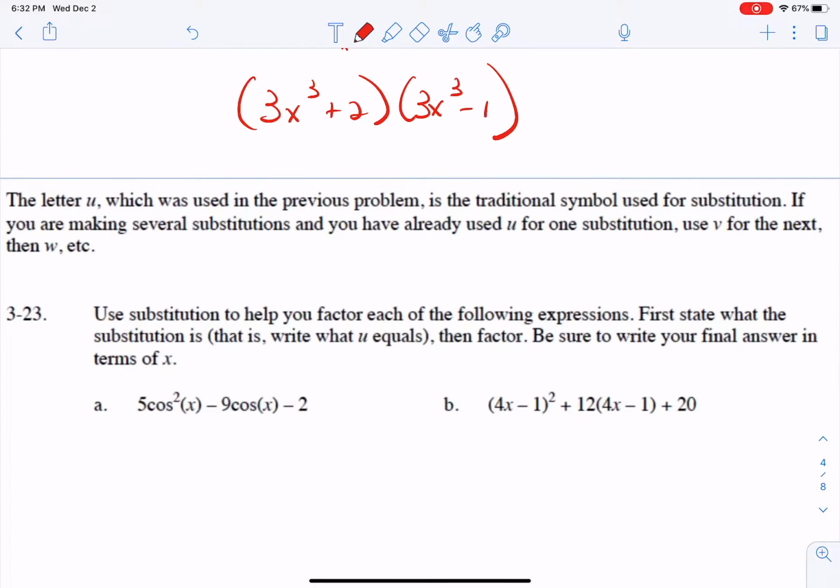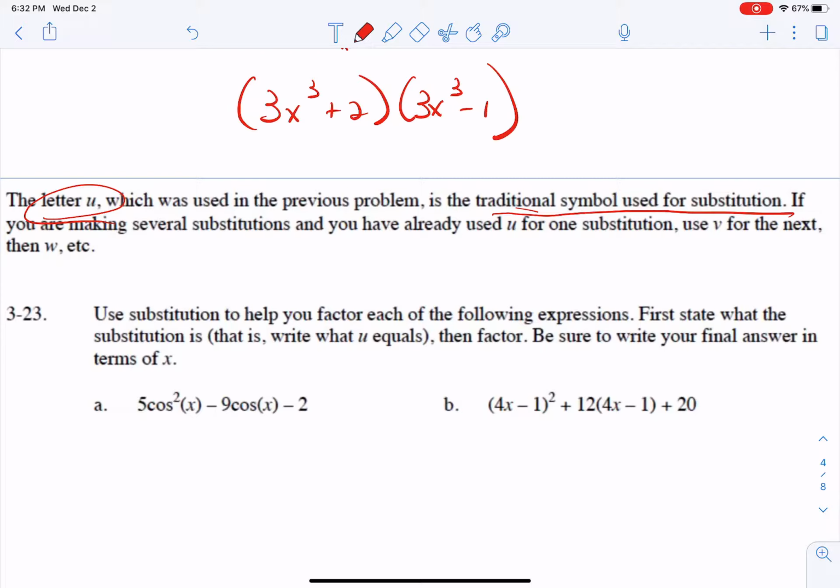U is a really common traditional symbol used for substitution. If you want to make more substitutions, you can pick different letters. And there's nothing special about the letter U. It's just traditionally been used for substitution.